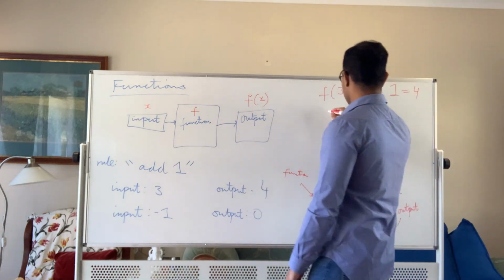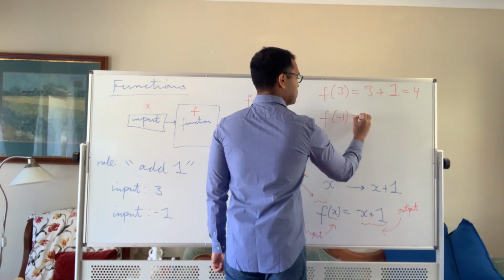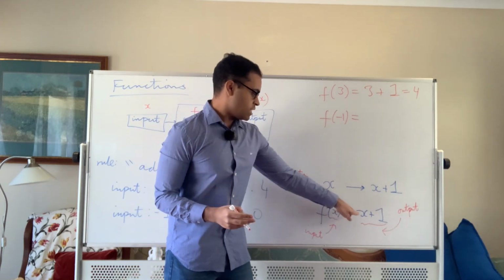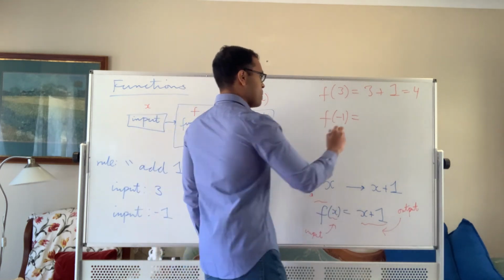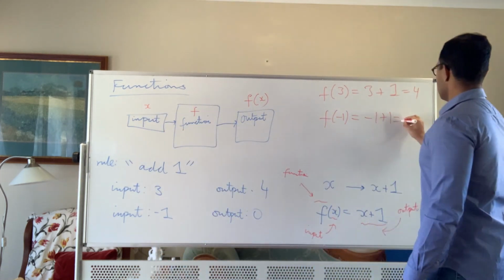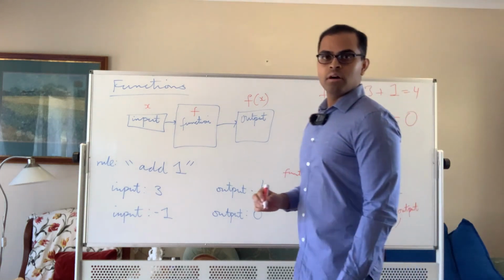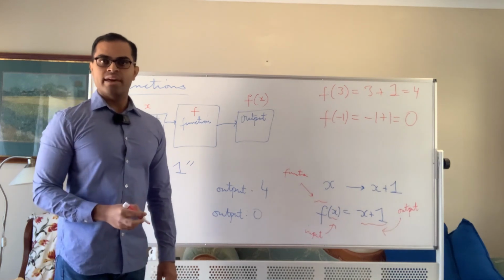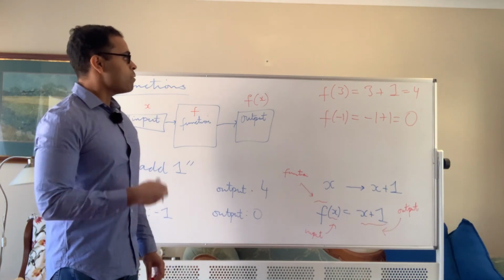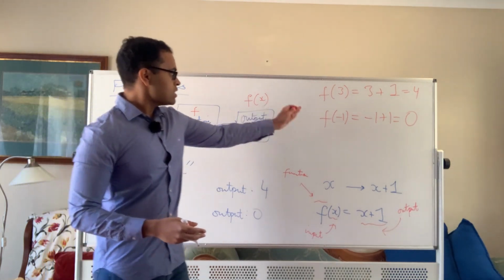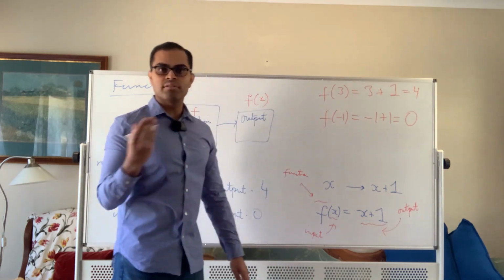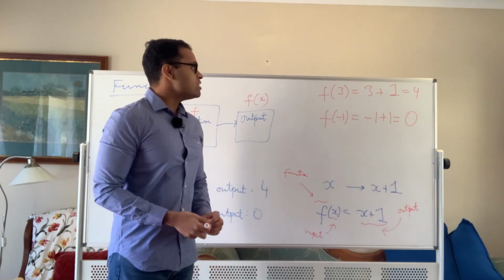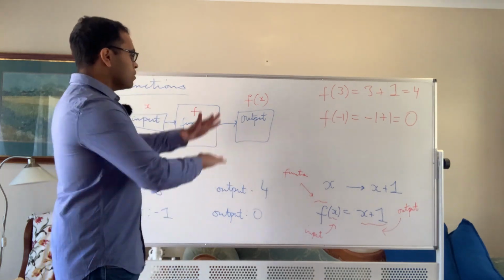Right? Similarly, f of minus 1, you literally just plug into the formula. That's the function. f of x is x plus 1. You're just going to get minus 1 plus 1 is equal to 0. All right? So these are examples of values of the function. They are values because they are possible outputs. Okay? So there's some input that gives you that output. 4 is a value, 0 is a value, 3 and negative 1 are inputs, 4 and 0 are outputs. Okay? So we've done that.